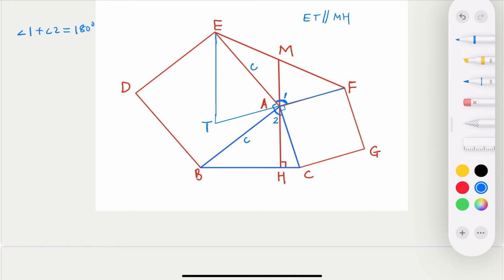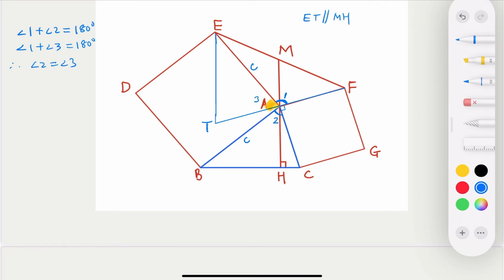Let's erase this 90 degrees. However, you notice that the complement of 1 is going to be this one. So this angle here, let's call it 3. This is angle 3 here. So in other words, 1 and 3 add up to 180 degrees. So 2 and 3 equal each other.